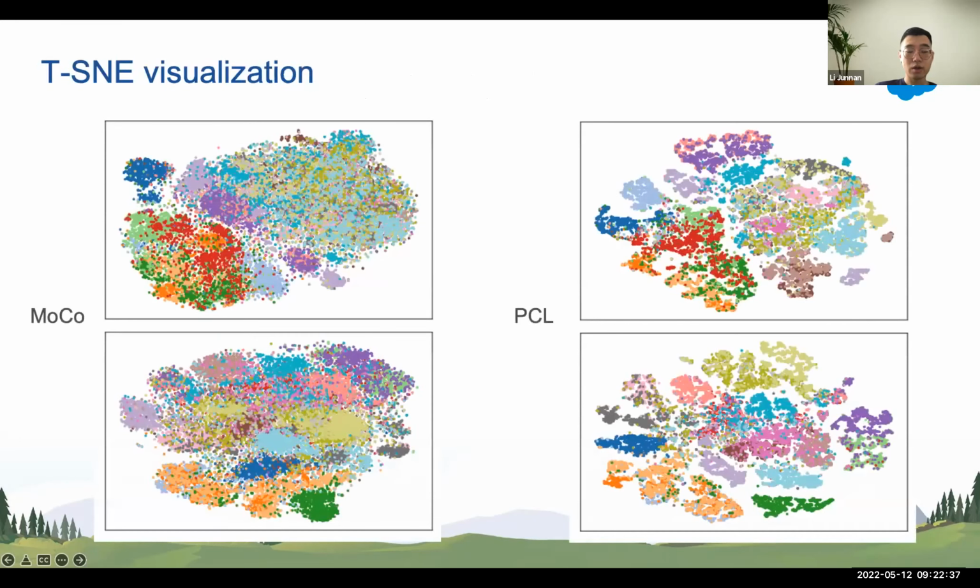And here I also show some visualization of the image embeddings obtained by MoCo or by PCL. And this is ImageNet features. You can see that because of this explicit objective of PCL to pull the samples closer to its associated prototype, what we get is more clearly defined boundaries between different clusters. Okay, this is all for the first paper.